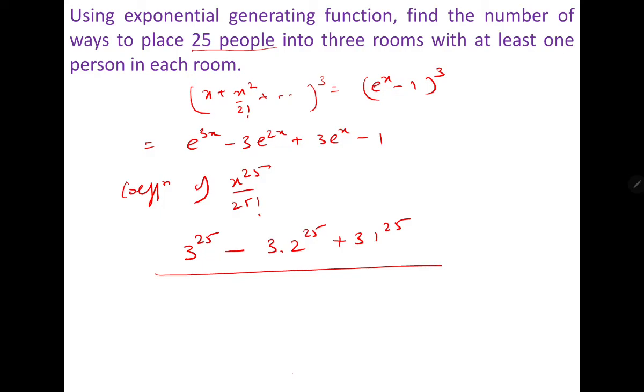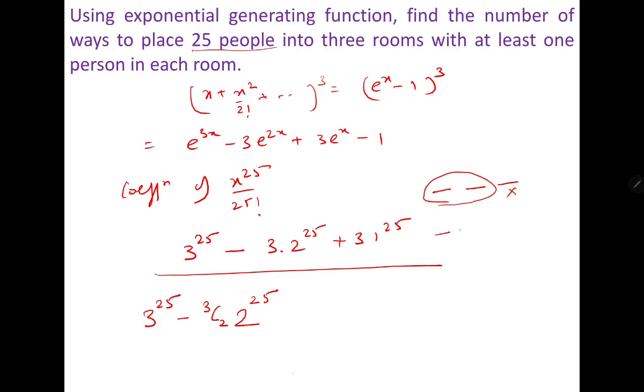So it says that at least one person in each room, it means none of the rooms is empty. So the total number of possibilities to place 25 people into 3 rooms is 3 raised to the power 25. And now we subtract those possibilities where there is an empty room. Yes. So if there is an empty room, let's say 3 rooms are there and one of the rooms is empty, it means you distribute 25 people into 2 rooms. And which 2 rooms? These 2 rooms should be selected by 3C2.